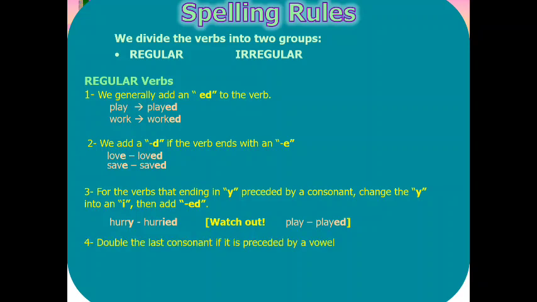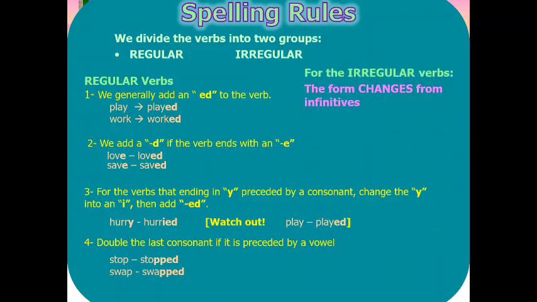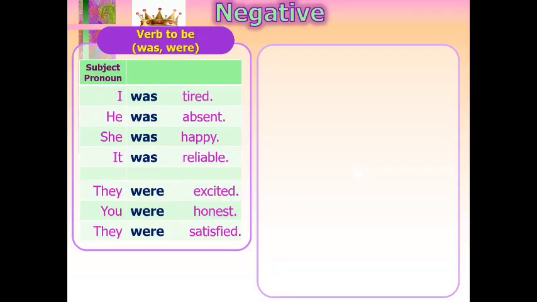If the last letter of the verb is a consonant and it's preceded by a vowel, we double the last letter, like stop, stopped, swap, swapped. For the regular verbs, the form changes from the infinitive. The negative form. All we have to do with verb to be is to add the word not. I was not tired. Or you can add the short form n apostrophe t. He wasn't absent, she wasn't happy, it wasn't reliable.